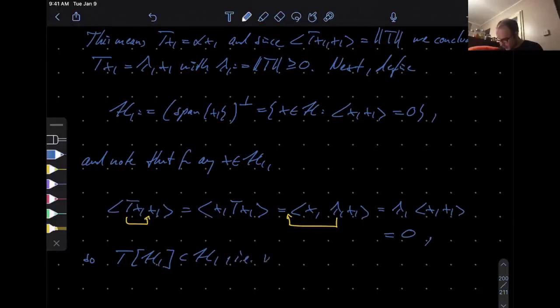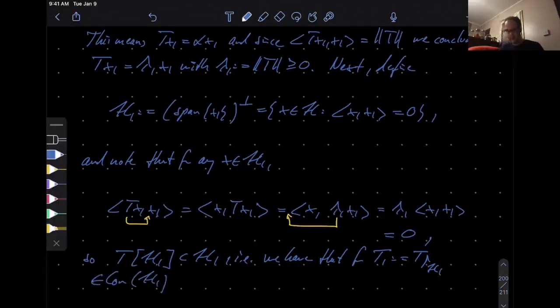Thus, for the restriction, call it T1, which is T restricted to H1, we have that T1 is really a compact operator on H1. I had to check that this restriction is really an operator on that space, so it maps the space into itself, and that is achieved by this little computation. And since T was compact on the whole space, if I restrict it to H1, it's still going to be compact.